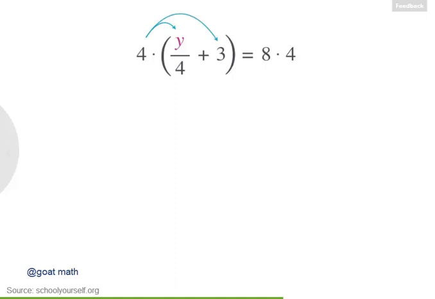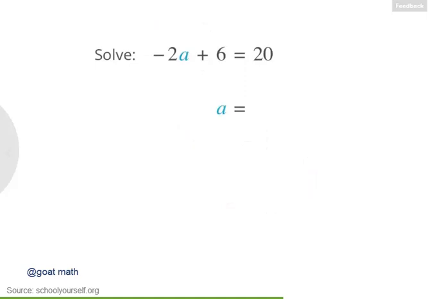Then we can distribute the 4 onto the sum. 4 times y over 4 gives you y, and 4 times 3 equals 12. And on the right, 8 times 4 equals 32. Then, to solve for y, you can subtract 12 from both sides. Once again, this gives you the same correct answer of 20.